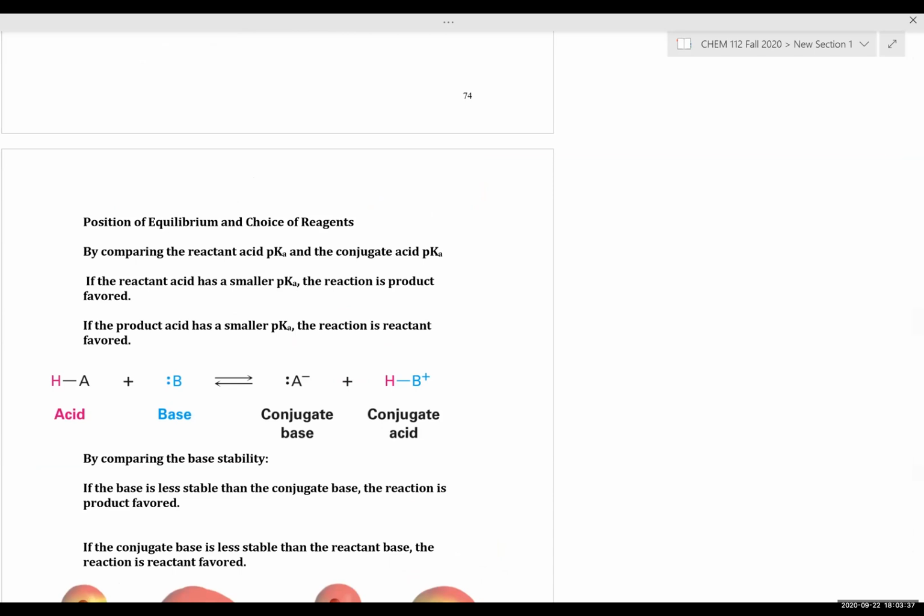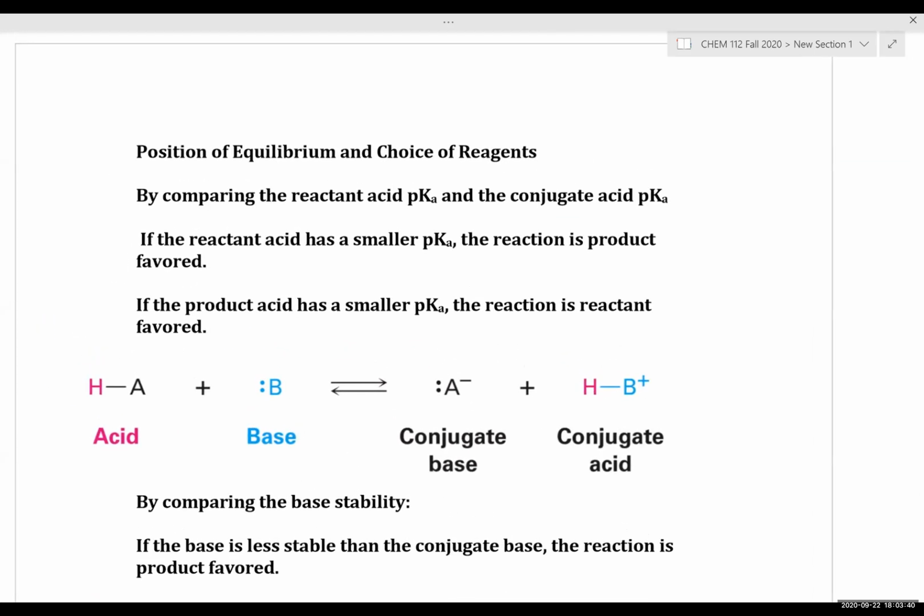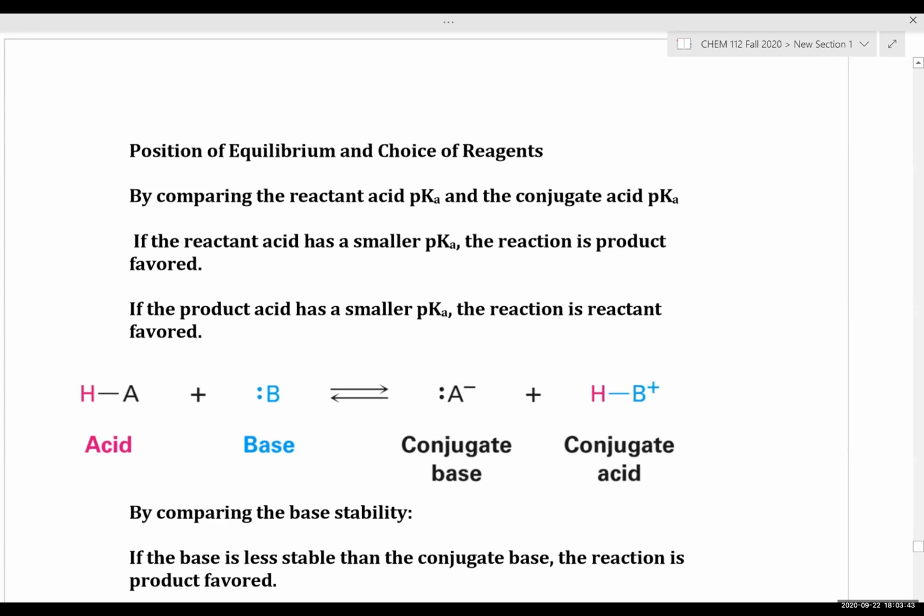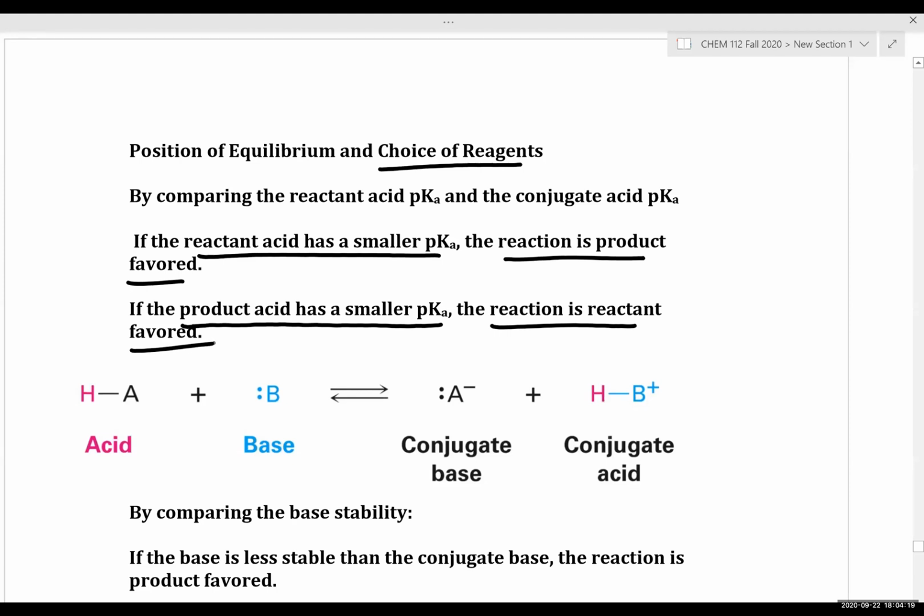And let's talk about a really important skill that I want everyone to be able to utilize, because it's something that you're going to practically have to do when you're developing solvent screens and designing reasonable reaction schemes. So this is the idea of choosing the correct reagent for a deprotonation reaction. In general, we know that if the reactant acid has a smaller pKa, the reaction is product favored.